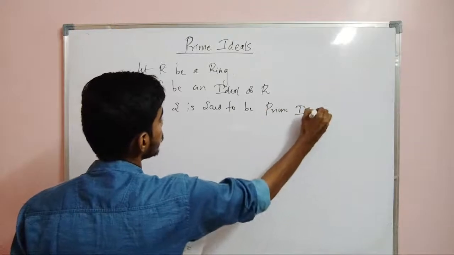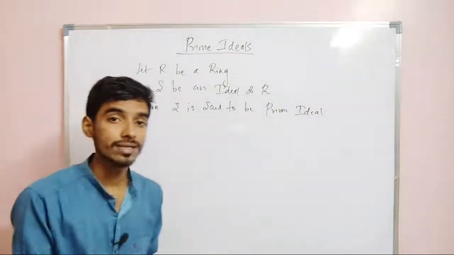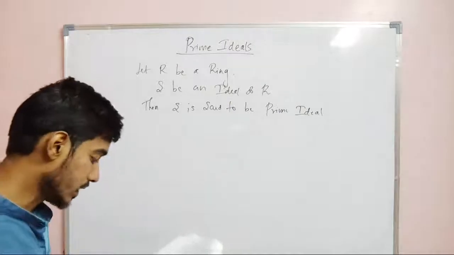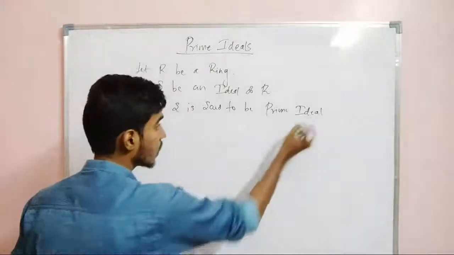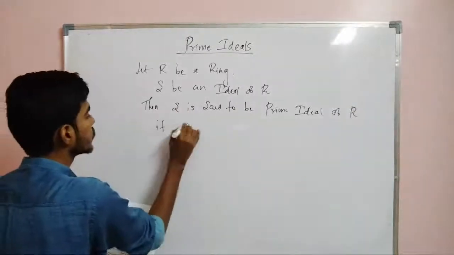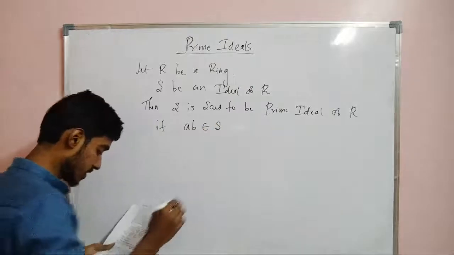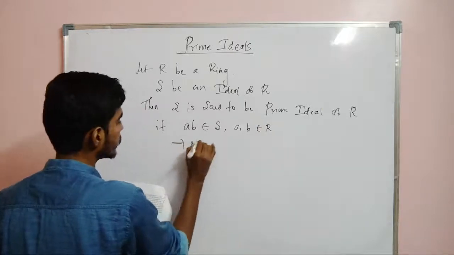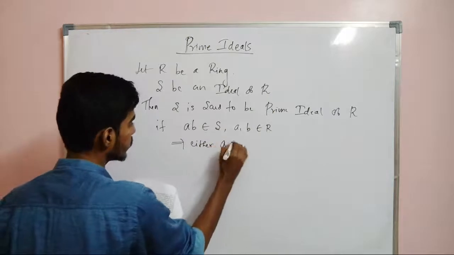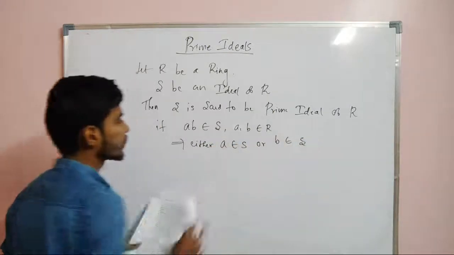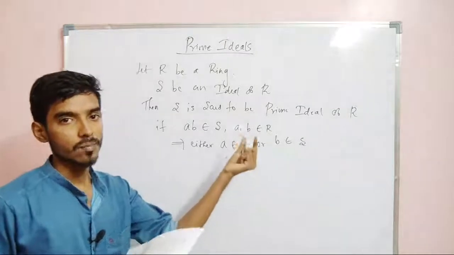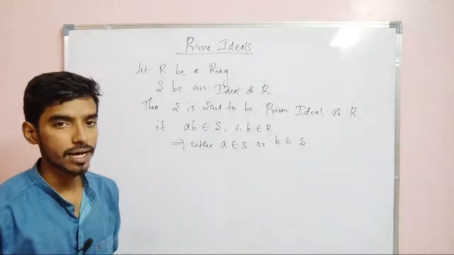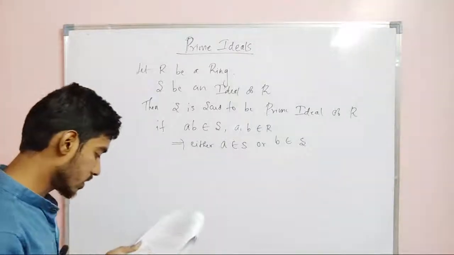Maximal ideal was defined in the previous video: an ideal is said to be maximal if there is no other ideal that properly contains it. Now we will define prime ideal. Then S is said to be a prime ideal of R if ab belongs to S, where a, b belong to R, implies either a belongs to S or b belongs to S.